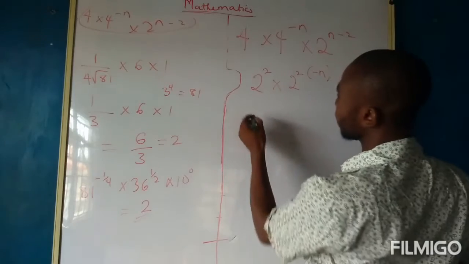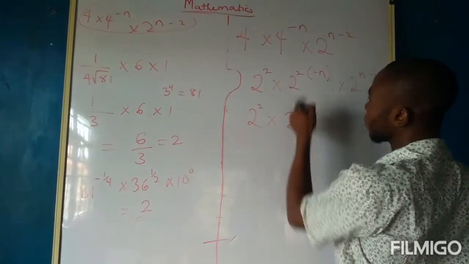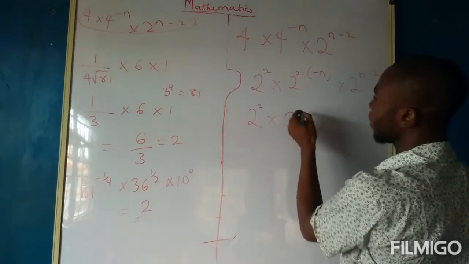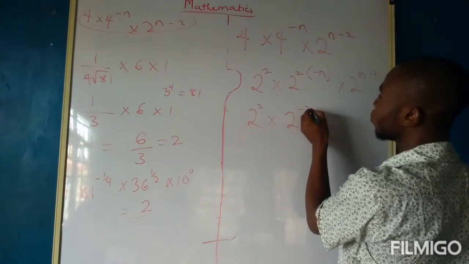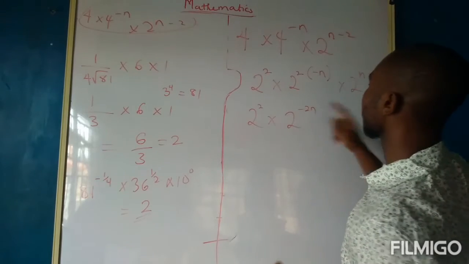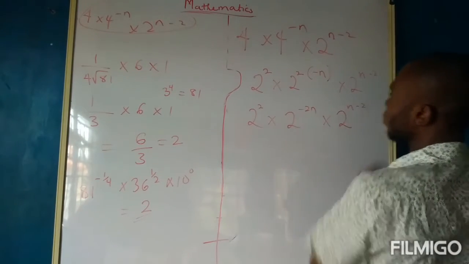So then this is now going to give us 2 raised to 2 multiplied by 2 raised to this power. That is the power law: we multiply the powers with each other, and that's going to give us minus 2n, because 2 multiplied by minus n is minus 2n, then multiplied by 2 raised to n minus 2.